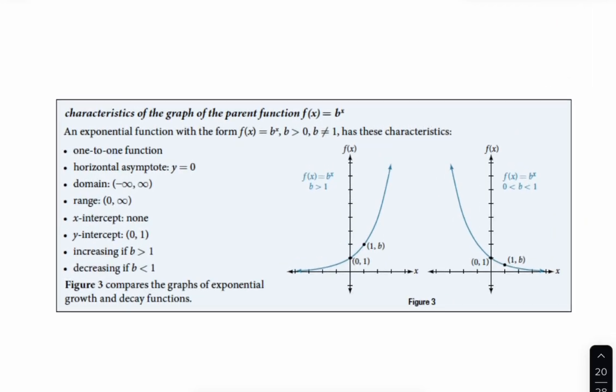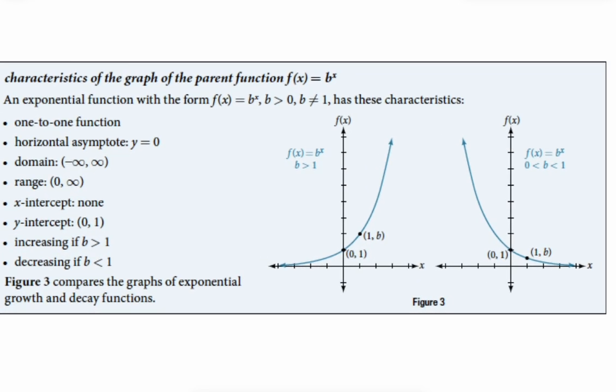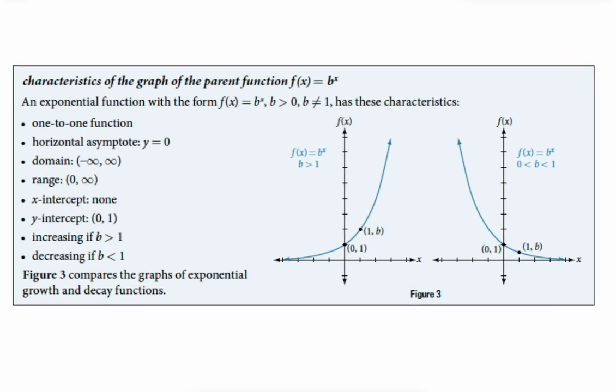So let's look at some things here. So these are the characteristics of the parent function, f of x equals b to the x. Let me zoom in there as much as I can. And I don't believe there's anything for you to write. Is that correct? Yes. So let's just follow along with me for a moment.